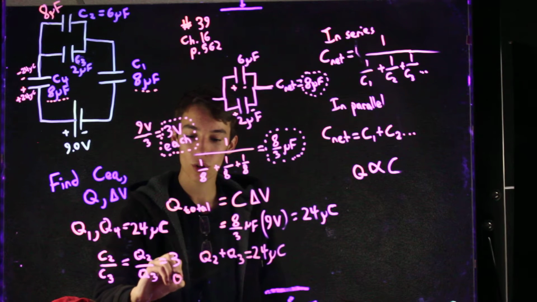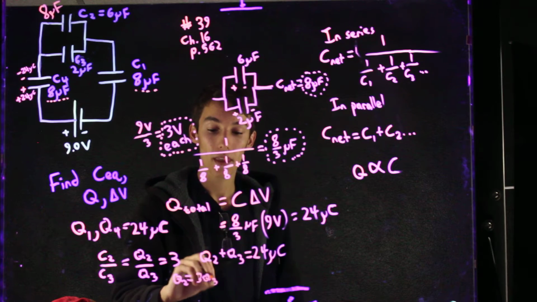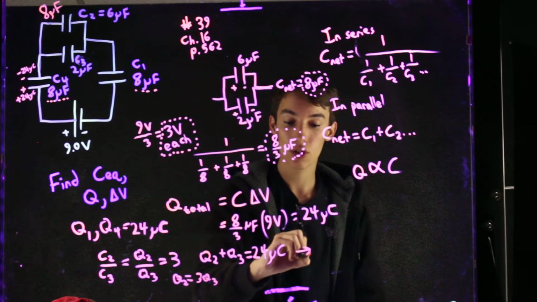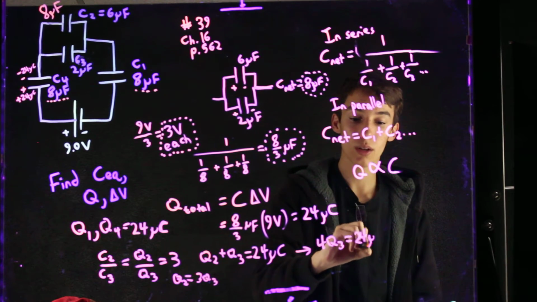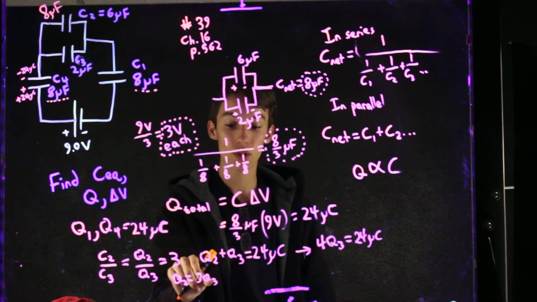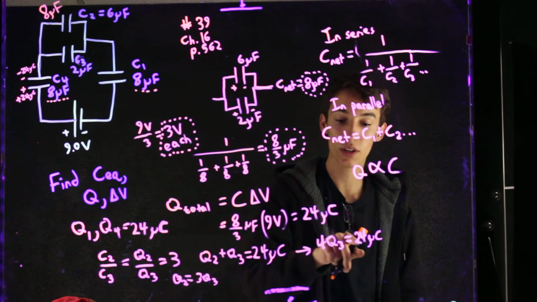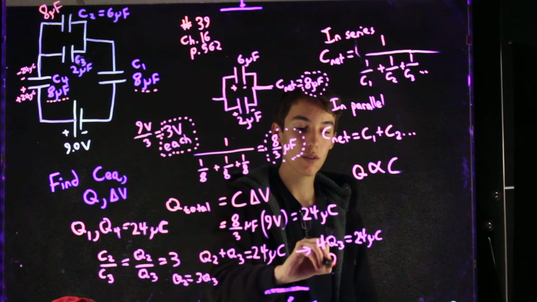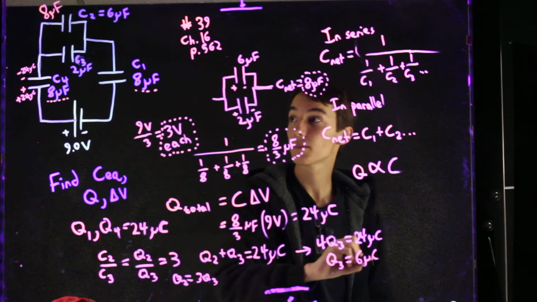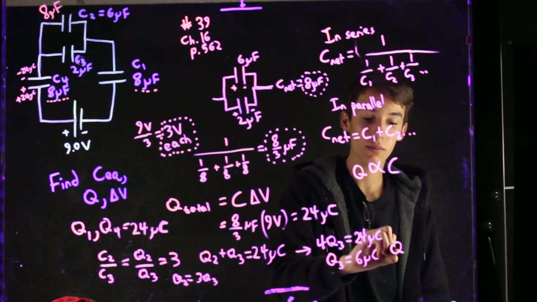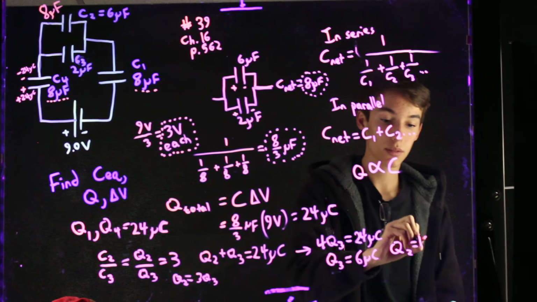And since Q2 now equals 3Q3, then we know that by substitution 4Q3 is equal to 24 microcoulombs. 4Q3 came from substituting 3Q3 into Q2. 3Q3 plus 1Q3 is 4Q3. 4Q3 equals 24 microcoulombs. Therefore, on Q3, we must have 6 microcoulombs. And then on Q2, we must have a remainder of 18 microcoulombs.